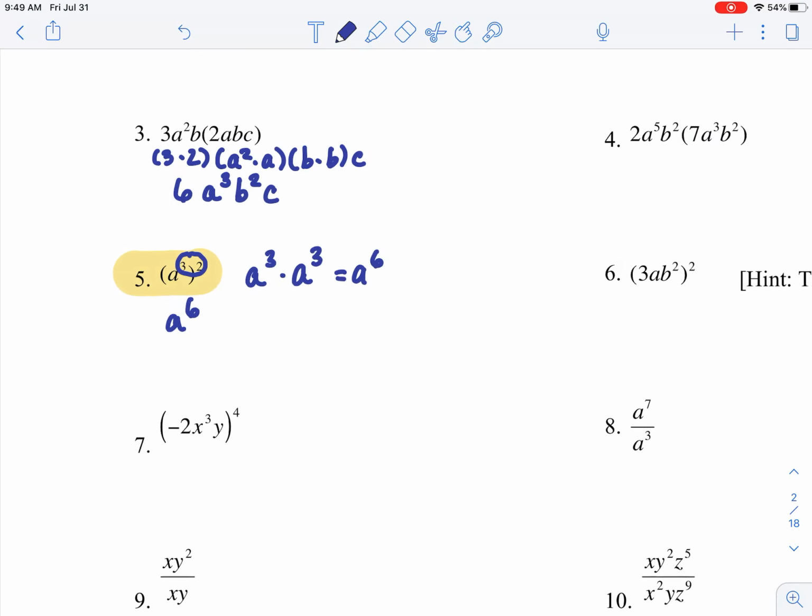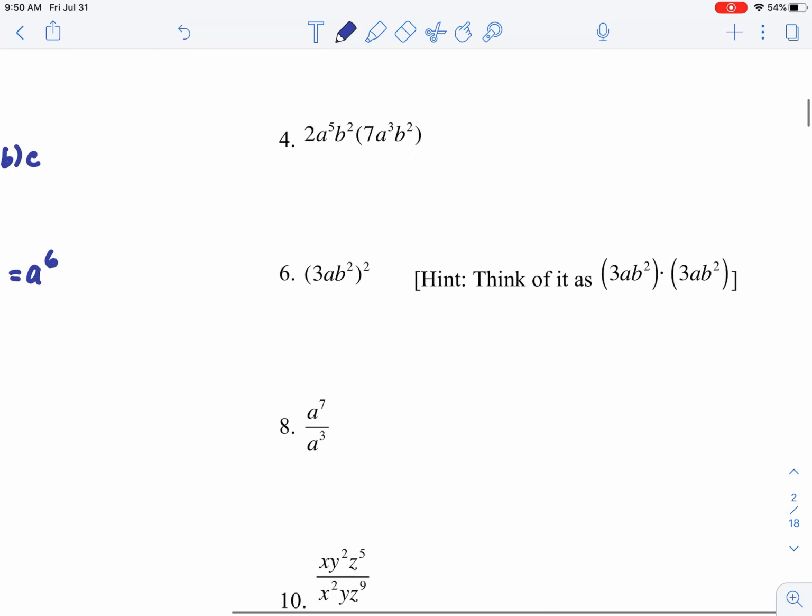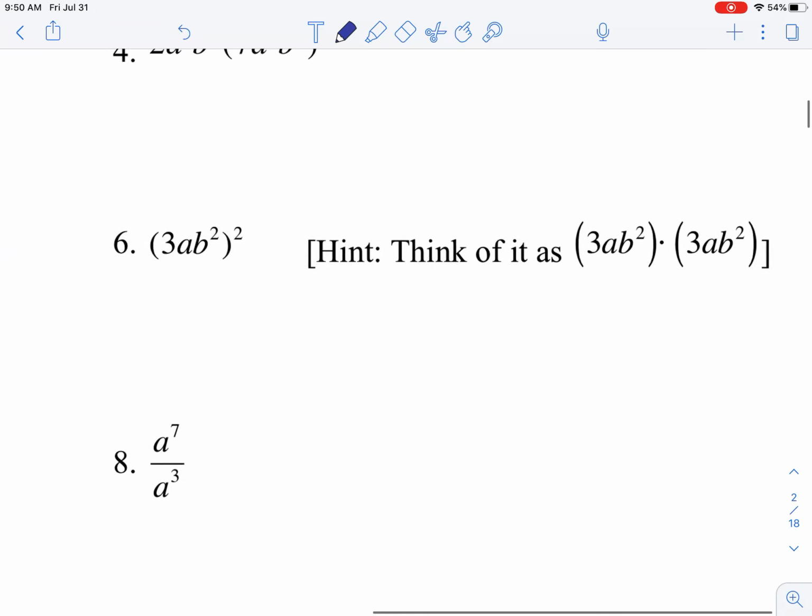Now this is a case where a lot of people make mistakes, so I want you to take a look at number 6, and I gave you a little hint as to a way you could write this out if you think you might make a mistake with this. When you are raising what's called a monomial to a power, which is what we have here, 3ab squared is a monomial. When you raise that to the second power, technically what you're doing is 3ab squared times 3ab squared. Now you have to make sure you remember to raise everything to the second power, and the thing that most people forget is usually the 3.